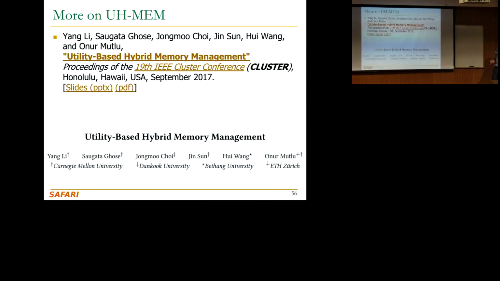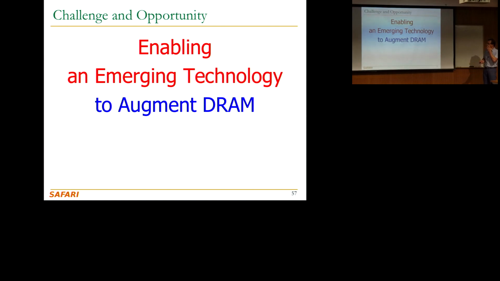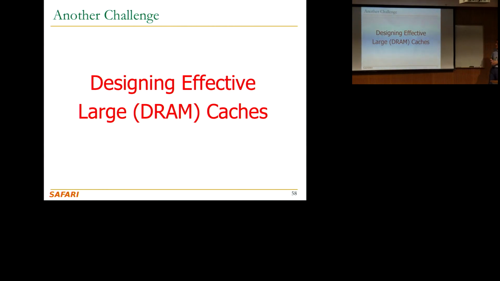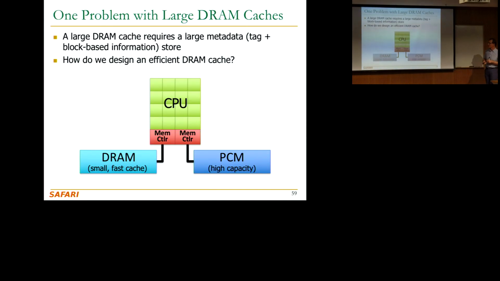This is the paper that I just described. I think the big challenge is enabling an emerging technology to augment DRAM in this case. That's what we're looking at. We got rid of replacing DRAM. Now we're trying to augment DRAM, which means that you need to somehow manage hybrid memories. And another challenge is designing effective large DRAM caches. So let's switch gears. We've talked about this as DRAM as a cache, right? So how you design these DRAM caches is something that has fascinated some people over the last decade or so. So I'm going to talk about some ideas over here.